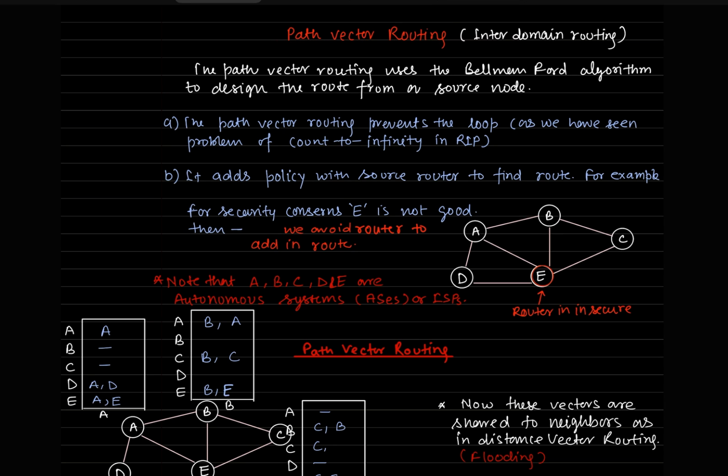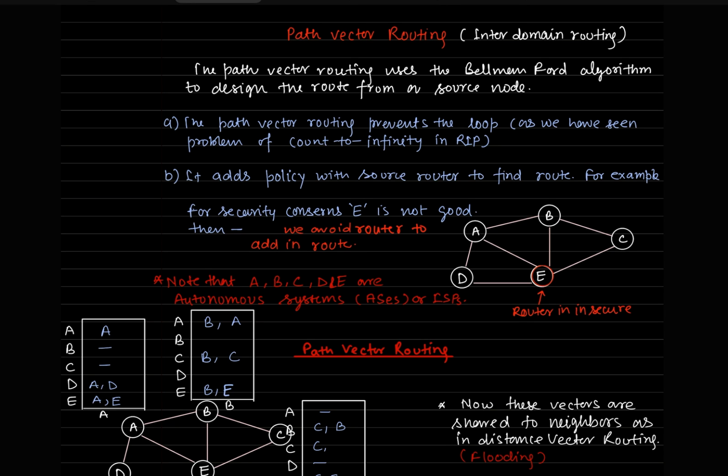This routing algorithm basically connects autonomous systems or ISPs. This is interdomain routing. What does interdomain mean? If more than one organization wants to communicate, then path vector routing will play an important role and will be used.